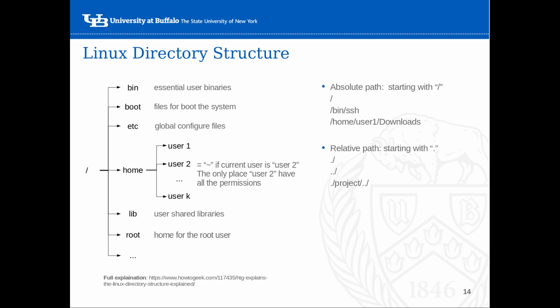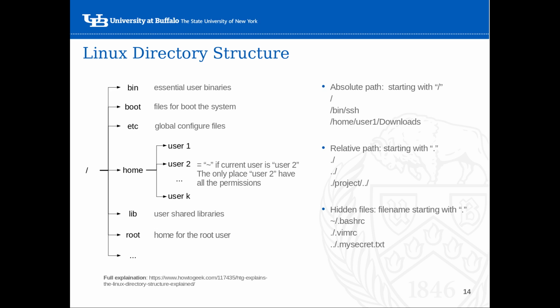The other method is called relative path. It starts with a dot. This means the current folder. For example, if currently you are in here, and in your command line you type a single dot, it basically means the current folder. Two dots mean the parent folder. You can combine them together to have different meanings. Like in this case, you have the current folder, the project folder, and the parent folder of the project. Basically, it's the current folder, right?